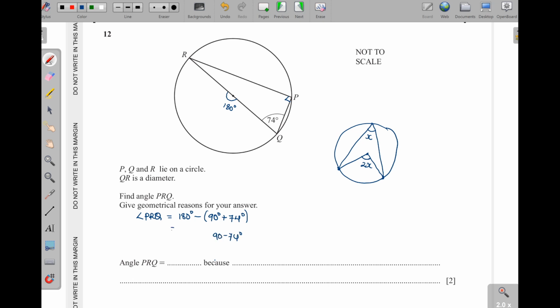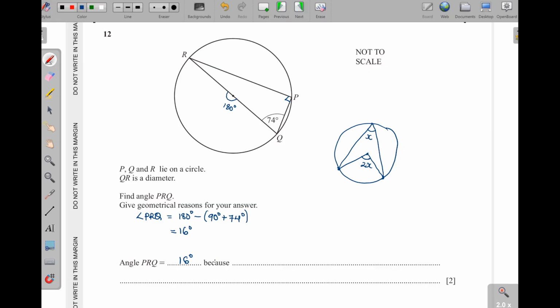Why? Because when you open the brackets here, 180 minus 90 minus 74, this one here gives you the 90. You see that? And then you get 90 minus the 74, which actually gives us 16, not so? Okay, so we shall have a 16, and that is the answer we are going to put here.